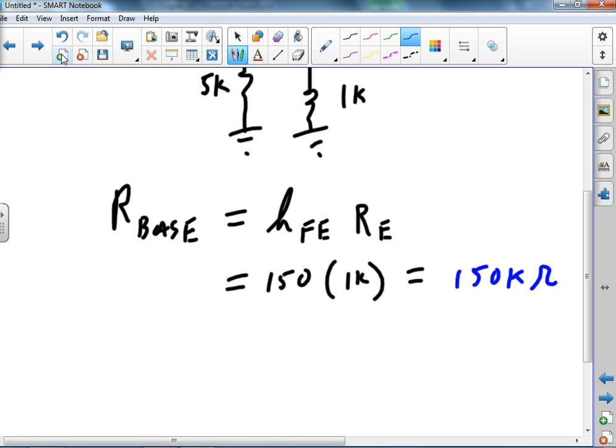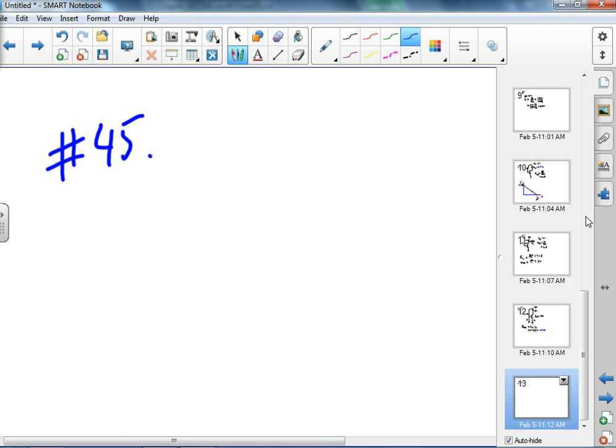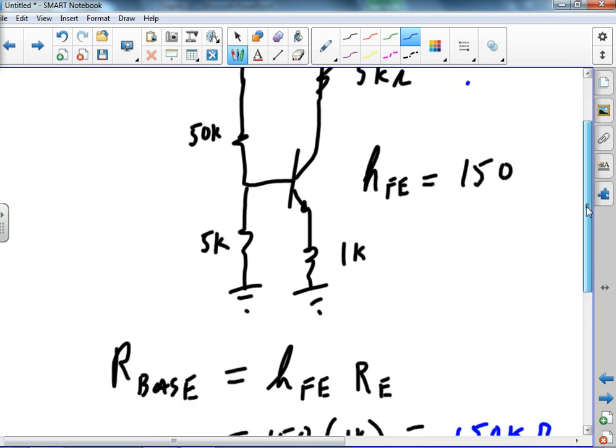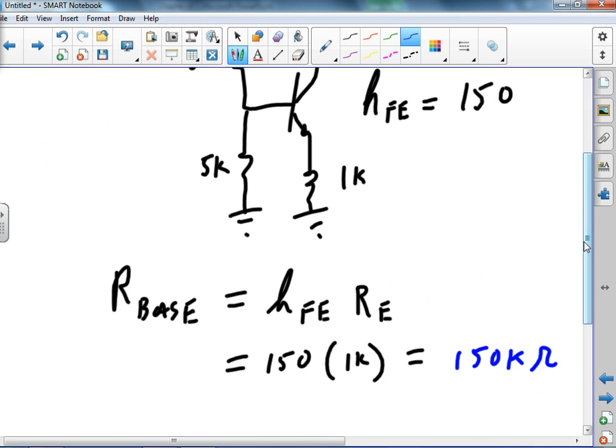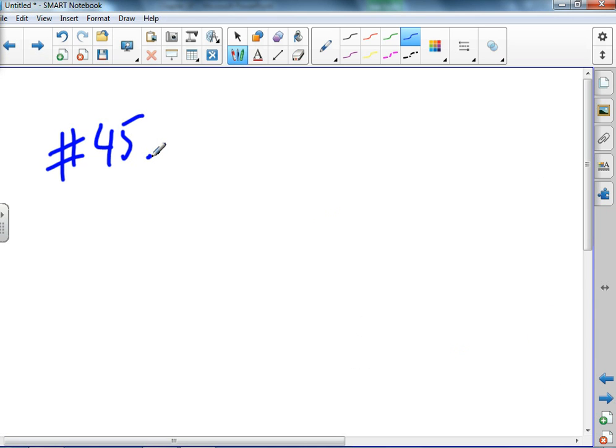Number 40. We had better find something difficult, otherwise we're going to have to go home early. Yeah, that's all there is to the problem. So now I'm going to go to 45, hoping that it's a longer problem. Determine the Q points for this circuit. All right, so we're going to determine the Q points. Do I have to draw the circuit?